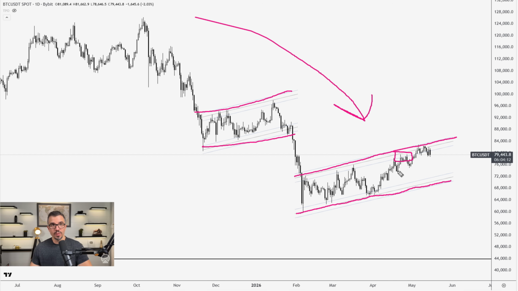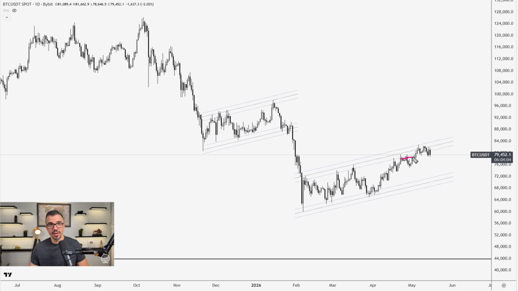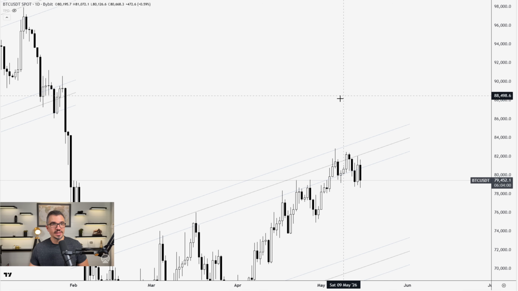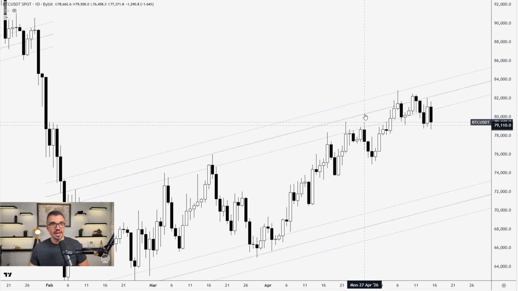Back here, I did think we were going to come off here, come back here, test this level and potentially break down from there. We did not do that. Now I do have a short position on that. The short position I took back here, by the way, I was able to get out for a profit, announced in real time. This short I have on now though is also still in profit.